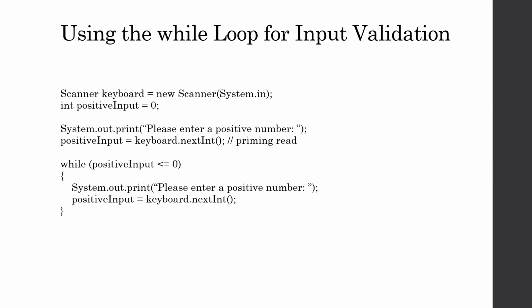So to present you with an example of this using the Scanner, we're going to first set up our Scanner object. It's going to be reading from the keyboard input, so we'll call the Scanner object keyboard. We then are going to set up a variable for the input that we want to get from the user. In this particular case, we're going to be asking them for a positive number, specifically a positive integer. So we're going to create an int variable called positiveInput, and we're going to initialize it to 0.